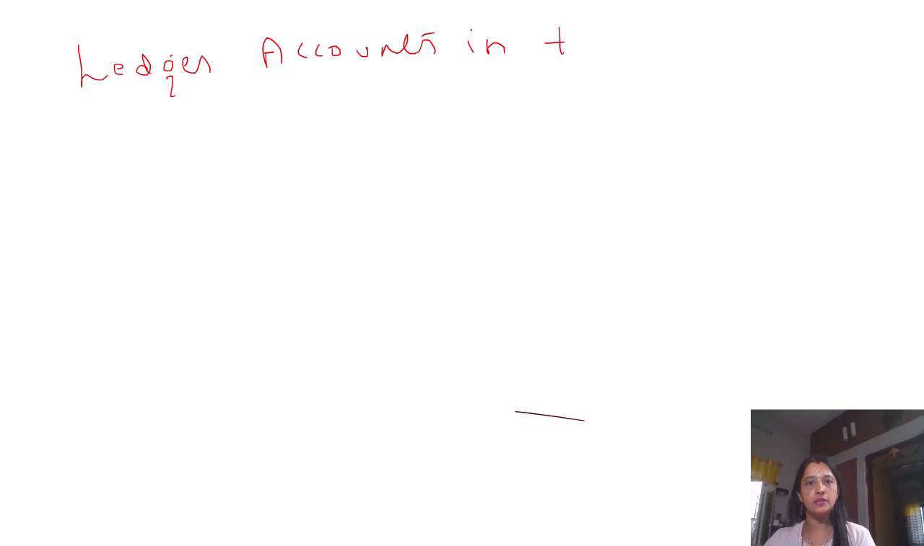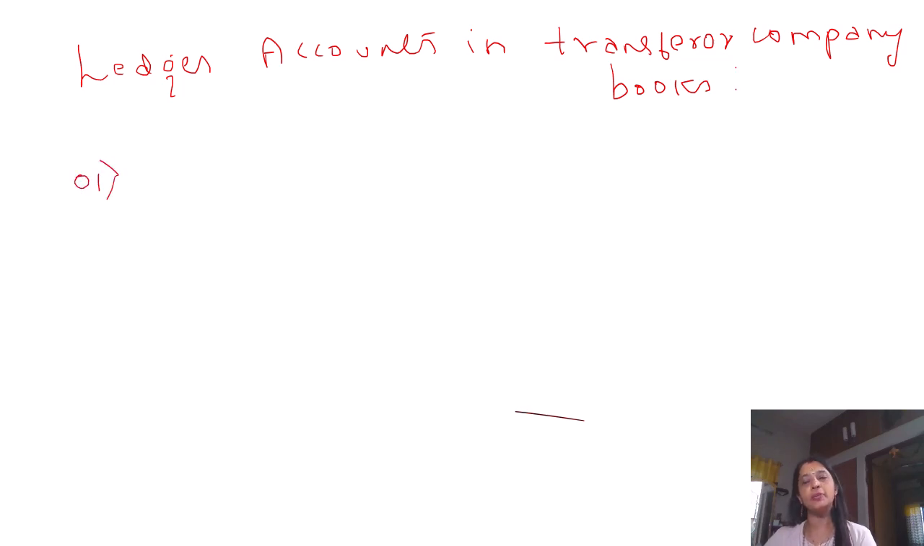These are the normal ledger accounts in transferor company books. So these are the minimum ledger accounts. The others, depending on the information, if there are too many adjustments, you will open cash or bank account or other ledger accounts. So the first commonly opened ledger account is realization account.